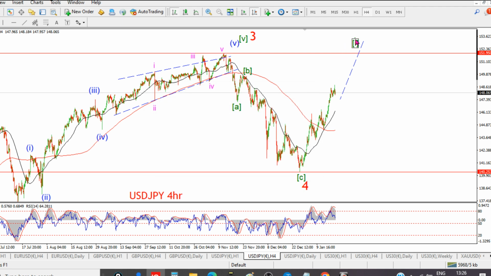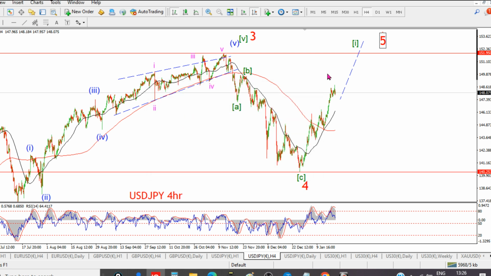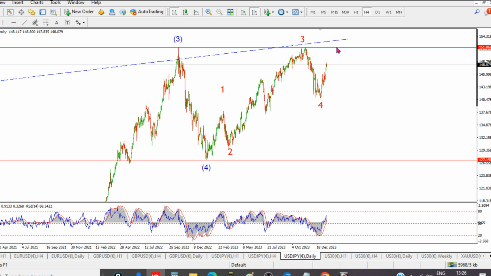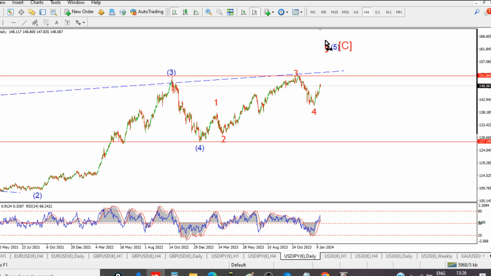So this could be wave 1 of 5, where wave 5 takes us. Hold on, excuse me. I'm trying to put in the explanations as I talk. So wave 1 may take us out above 150, where wave 5 takes us. How far could wave 5 go? We could be talking somewhere above 160, maybe 170, maybe higher.